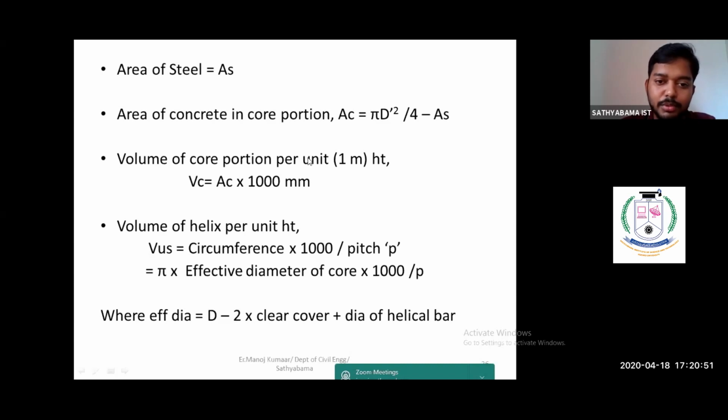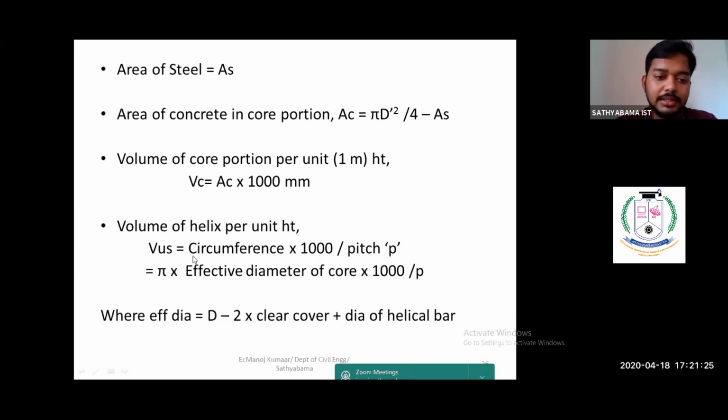Then volume of core portion per unit height of the column. We will always consider 1 meter as the unit height of the column, and volume is nothing but area of concrete in core portion into 1 meter, that is 1000 mm. Next, volume of helical bars. Helical bars are also called helix per unit height. So within this 1 meter height, we need to calculate the total volume of bar required to wound the main bars.